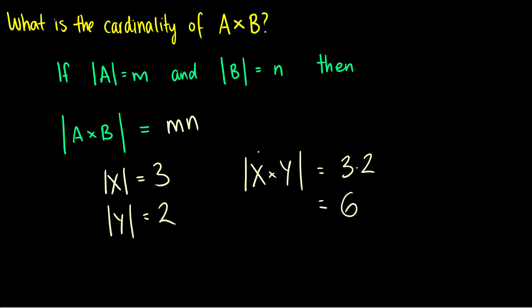And this is because each element in x has to pair with each element of y. So, of course, you would have 3 times 2, which is 6. And it doesn't matter how big the set is. If A has size 30 and B has size 20, then A cross B would have 30 times 20 elements in it. Or 30 times 20 ordered pairs in it.